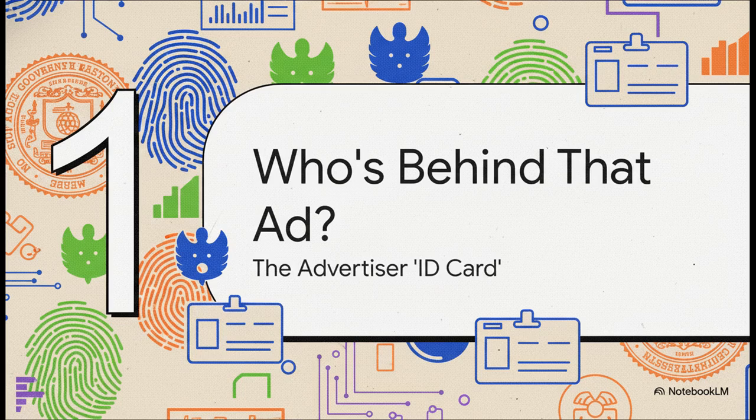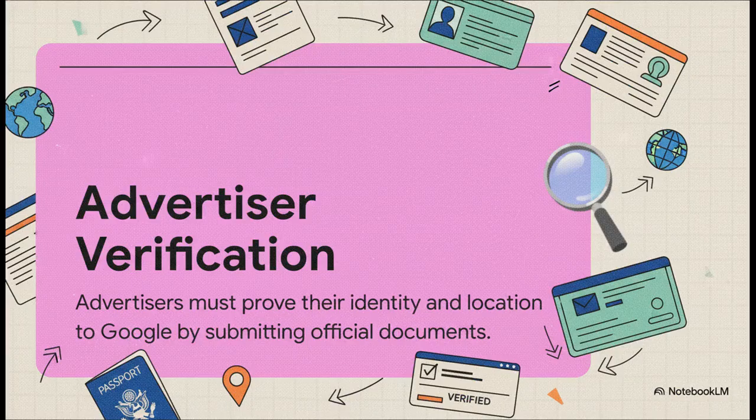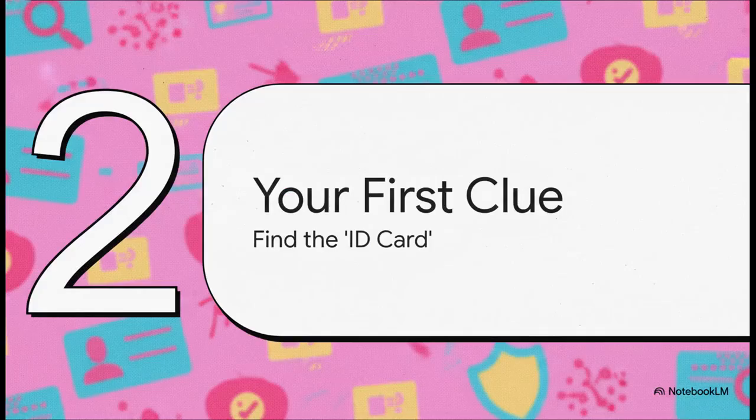It's through a process called advertiser verification, and it's basically like giving every single advertiser an official ID card. So what this really means for you is that before an ad can even show up on your screen, that advertiser has to prove who they are and where they're located, and they have to use real official documents to do it.